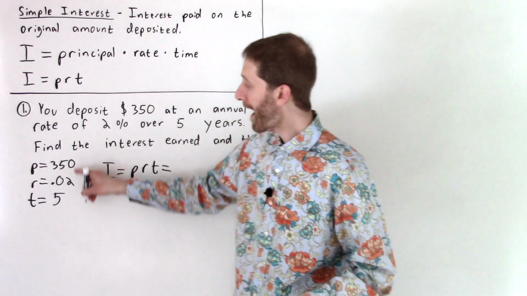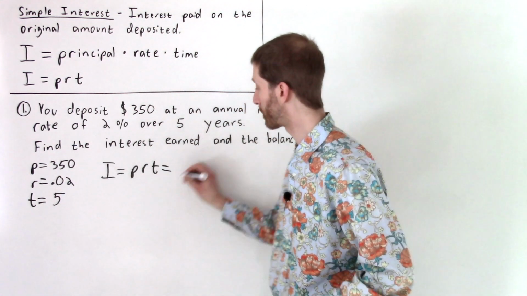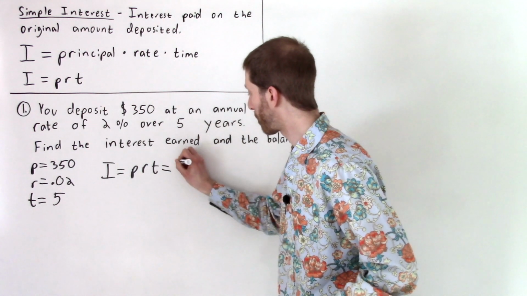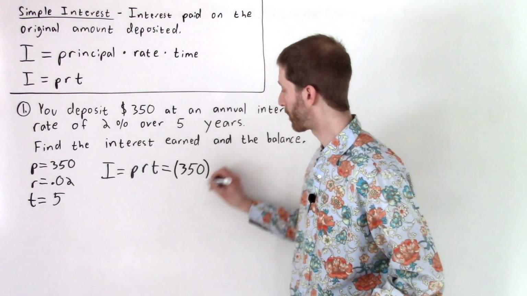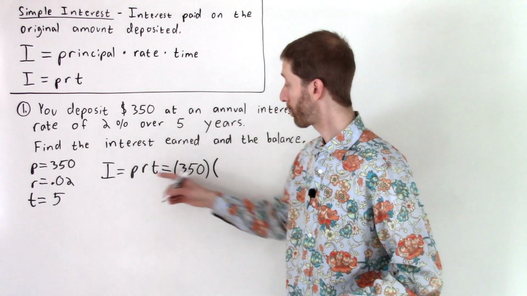And so evaluating, or plugging these numbers into our formula, we have P is 350. So I get 350, and I'm going to put that in parentheses just to show that we've subbed it in for P, times 0.02. That would be in for the rate.